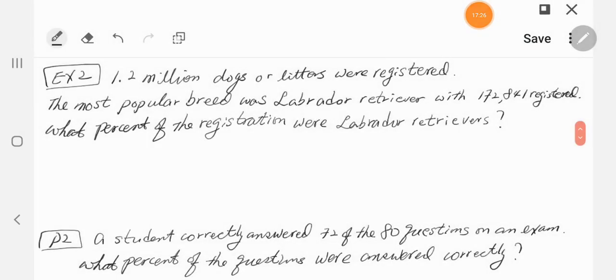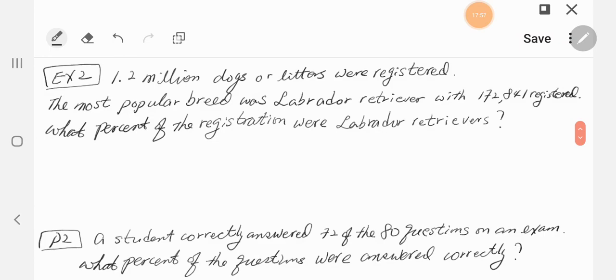Okay, example 2. This is the summary of example 2. There are 1.2 million dogs or litters that were registered, and the most popular breed was the Labrador Retriever. And the number of Labrador Retrievers is 172,841. So the question is, what percent of the registration?